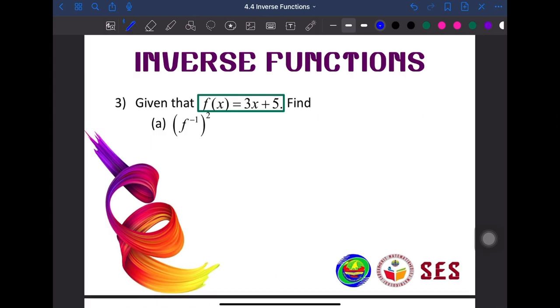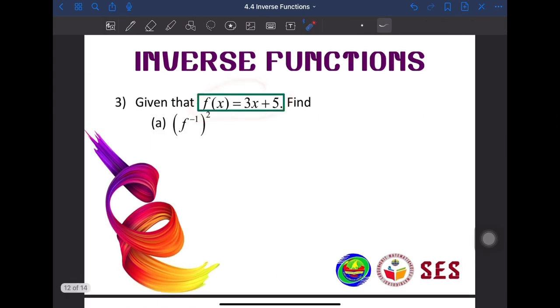Okay, so kita upgrade sikit soalan kita untuk soalan nombor 3 ni. So dia bagi kita fx. So dia suruh cari f inverse. Lepas tu ada kuasa 2 dekat luar tu. So macam mana? Okay, so kita recall balik. Kalau kita ada di soalan suruh cari f2x, ni maksud dia bukan kita squarekan function tu. Ni maksud dia kita cari f compose f.